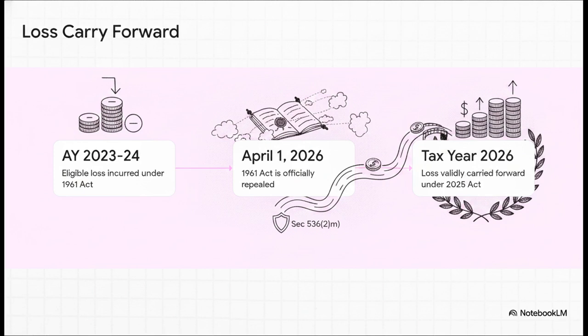Thanks to Section 536(2)(m), that validly determined loss keeps its original character. It's seamlessly carried forward and set off under the new 2025 Act rules. The old law governed how it was created. The new law completely respects its existence.